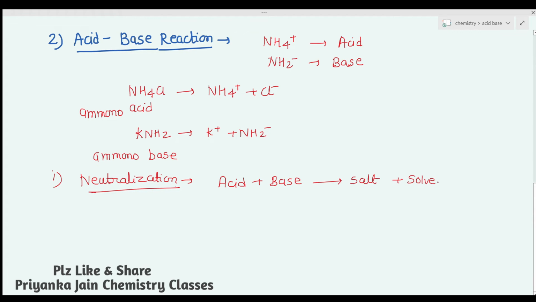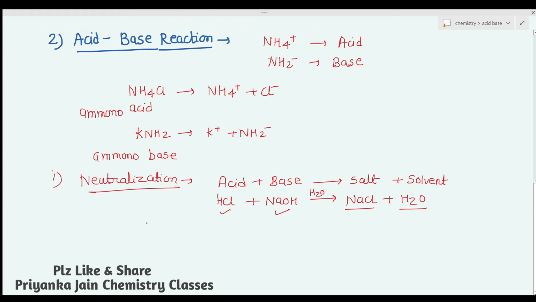If you see a simple reaction in the case of water, if HCl is reacting with NaOH, then it is forming NaCl plus H2O. So now you can see here, this is acting as the acid while this is acting as the base. This is acid and this is base. And this is salt and this one is the solvent. This reaction is happening in H2O. Okay. So this is called the neutralization reaction.